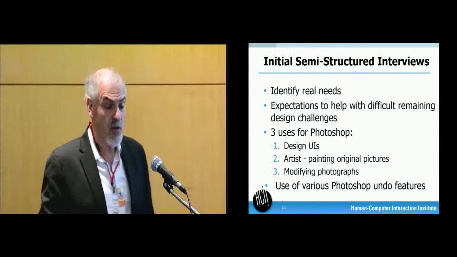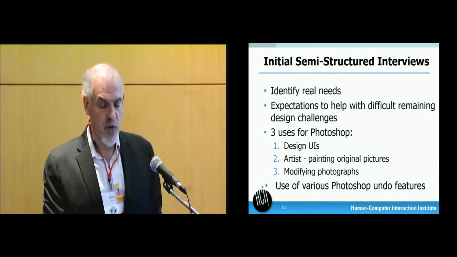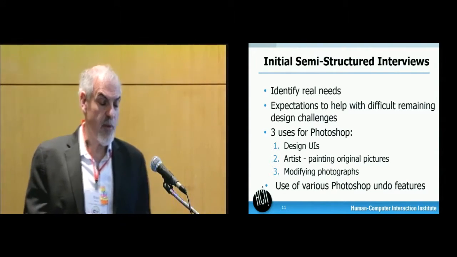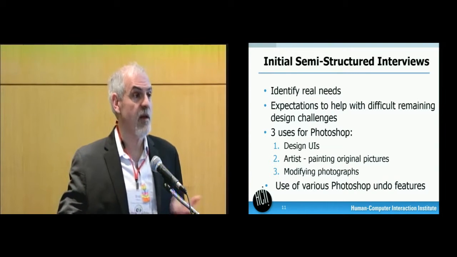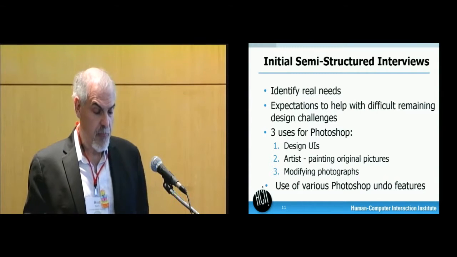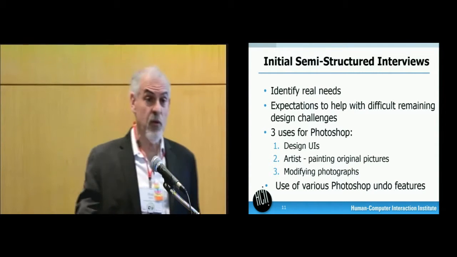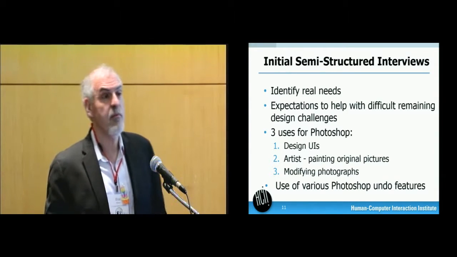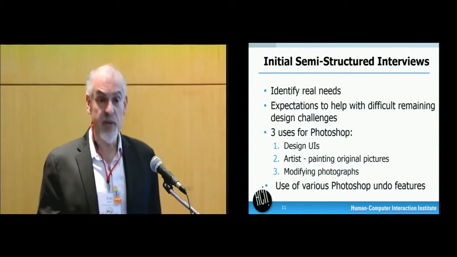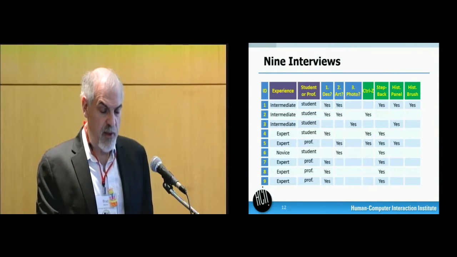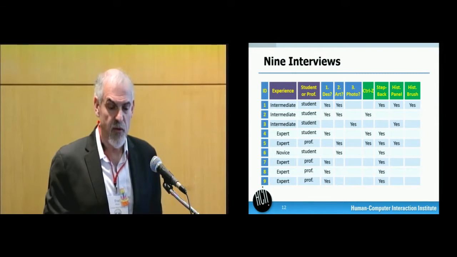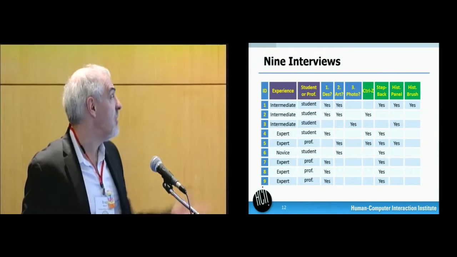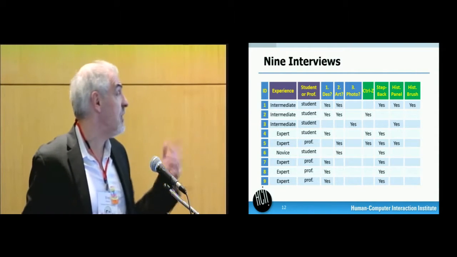So Joel told us that there are three primary uses of Photoshop. The most popular is actually to design user interfaces. The second most popular is as artists to create art. Use it as a drawing program for art. And the third, even though it's in the name of the tool, the least popular use is actually to do anything with photos. So in order to make sure we had a good representation of how people are using the tool, we looked at a variety of people across these three categories who did use Photoshop for these three things. We had some experts and novices and intermediates, students and professionals.